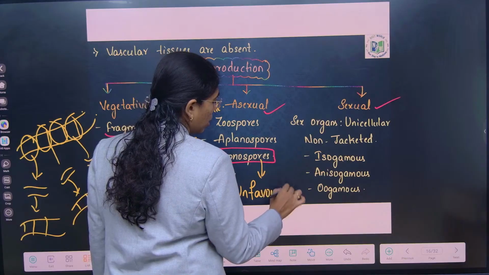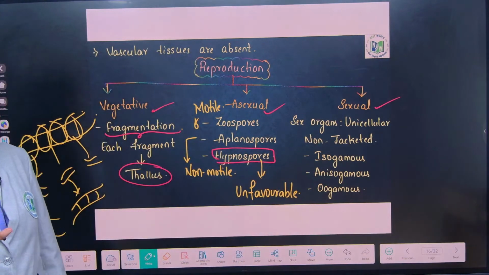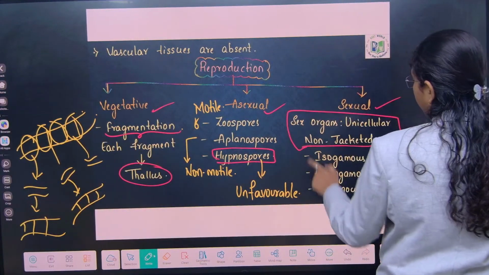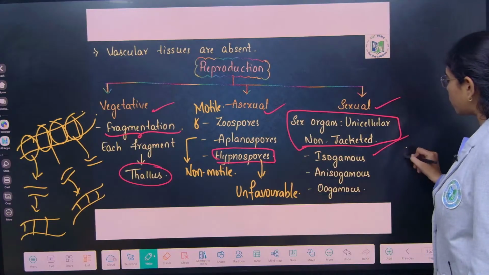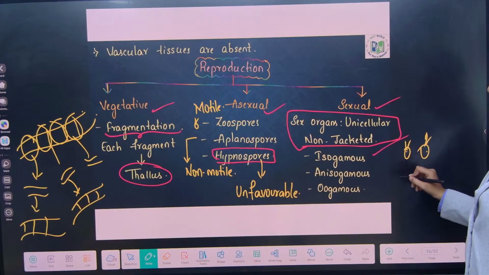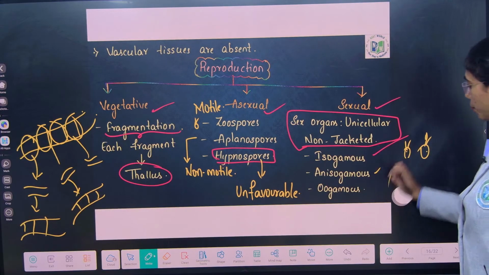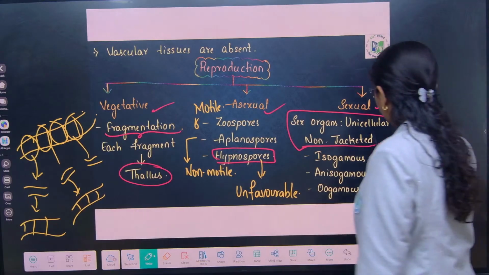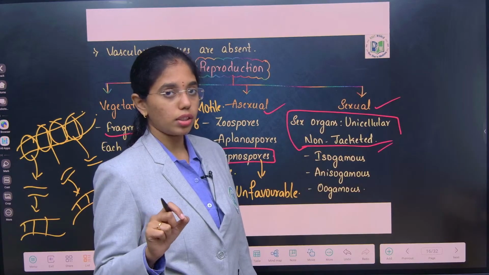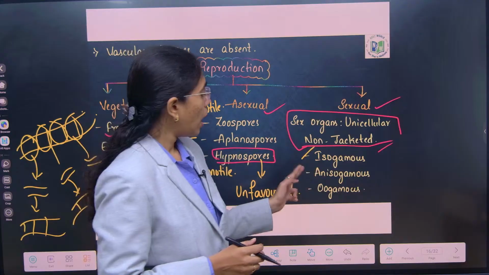Next, sex organs are unicellular and non-jacketed. Two gametes which are the same in their size and shape are isogamous. Anisogamous, one, two. If both male and female gametes are similar in their structure and physiology, then it is the isogamous mode of sexual reproduction.